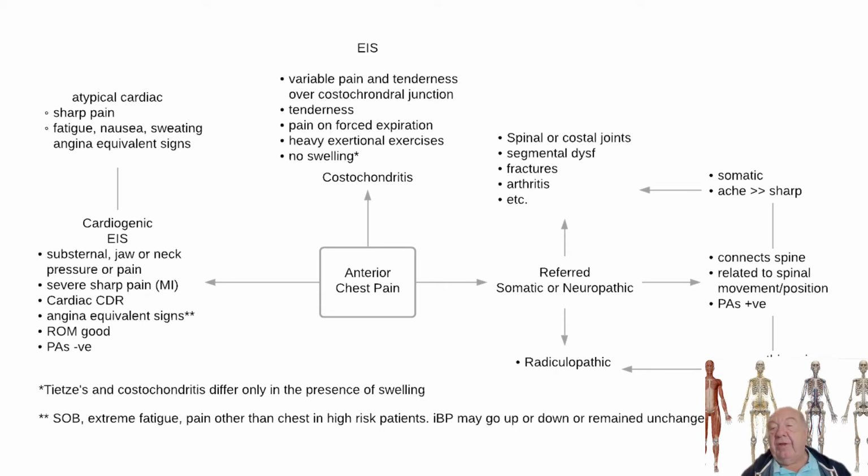So the pain can either be somatic when it is one of these musculoskeletal structures, or it can be neuropathic when it's radiculopathy, in which case it's likely to be lancinating type pain. The commonality between them all is that there is a topographical connection between the referred pain and the spine. In almost every case, there'll be a few where this is atypical, but these will very much be outliers. It will be related to spinal movement and positioning, and also PAs are going to be positive.